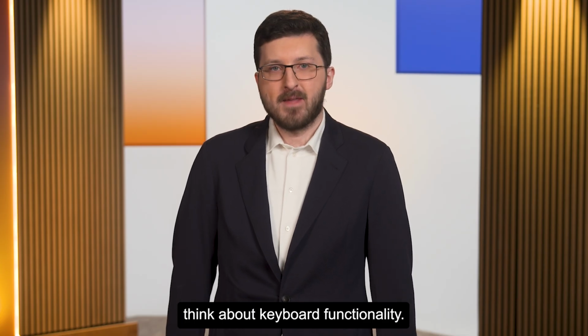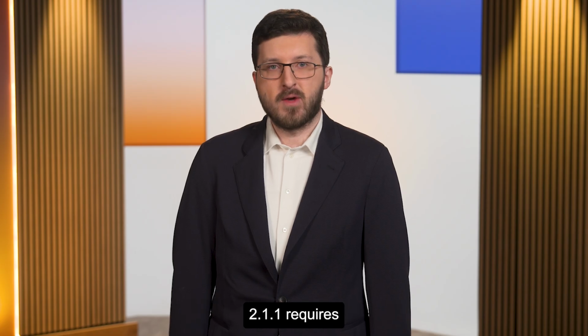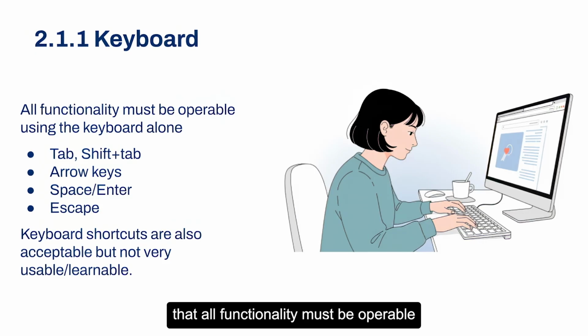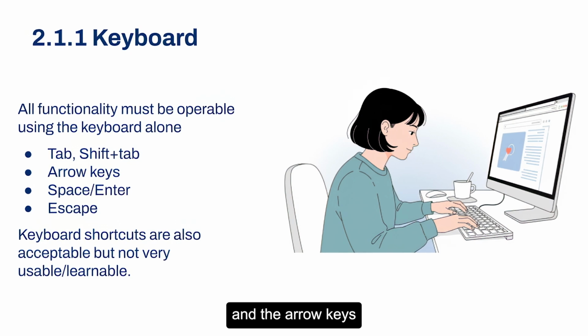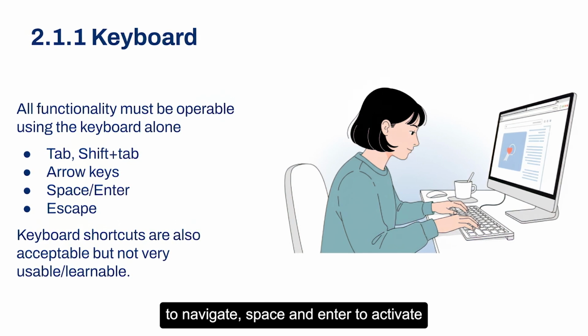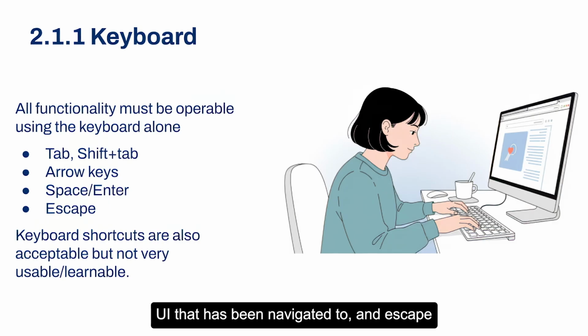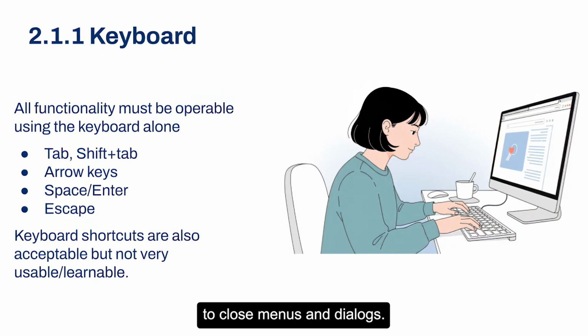Next, let's think about keyboard functionality. 2.1.1 requires that all functionality must be operable using the keyboard alone. This can include Tab, Shift-Tab, and the arrow keys to navigate, space and enter to activate UI that has been navigated to, and Escape to close menus and dialogues.